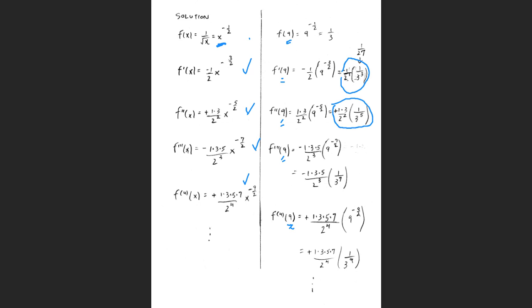So clearly this is an alternating series. Actually, I want to circle this. It's an alternating series. And we have some of the terms.